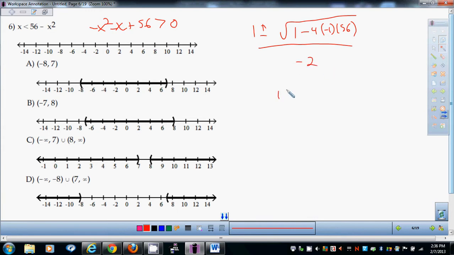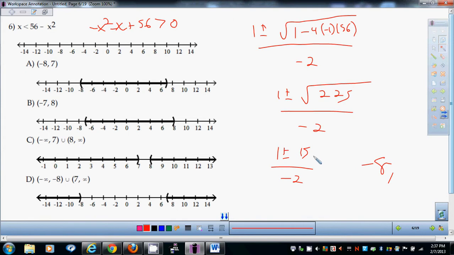1 plus or minus, let's see, 4 times 56 is 224. 1 minus negative 224 is 225, all over negative 2. The square root of 225 is 15. 1 plus 15 is 16, over negative 2 will give you negative 8. 1 minus 15 is negative 14, over negative 2, which will give you 7. So negative 8 and 7 are the two numbers you need to put on your number line, which I will switch colors to do now. 7, negative 8.